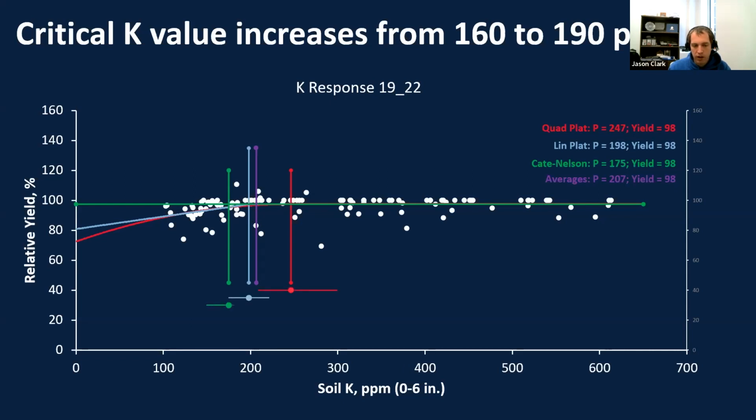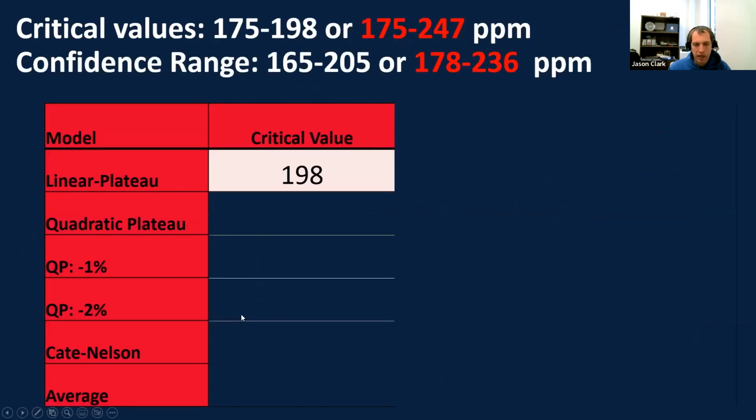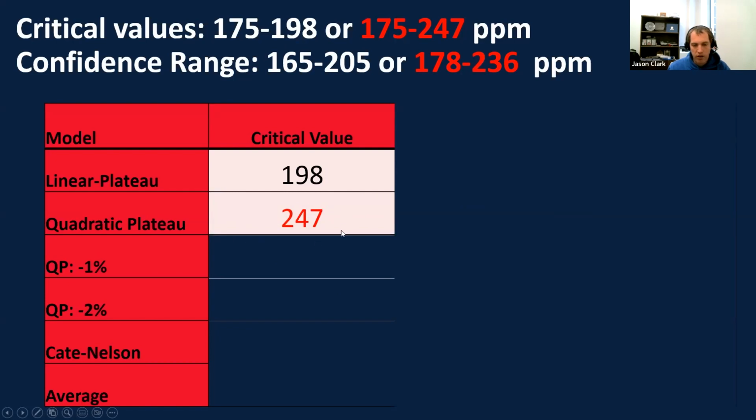These are just the ranges that we're seeing the confidence around. You can see around these levels right here is where we're looking at, and we'll look at the numbers here in a second. So that linear value is 198. Using that quadratic is 247, and it's red for a reason. We'll talk about that here.